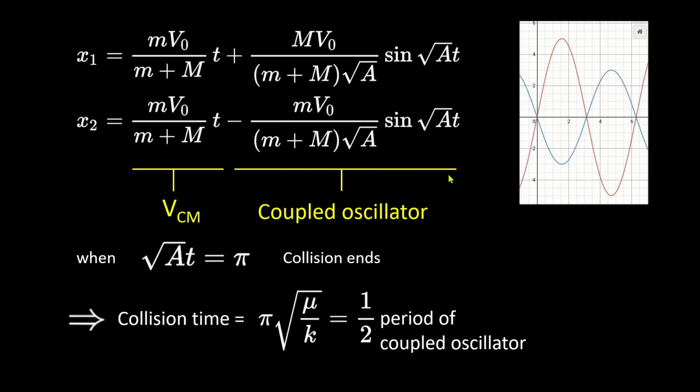Notice that if m is stuck to the spring as soon as they touch, then the equations of motion are just as shown. If not, then the two blocks will separate with different speeds after x1 equals x2. And the case we are talking about is the latter one. So the collision ends when the square root of a times t equals pi. Ta-da! We get the theoretical value, which is equal to half of the period of the coupled oscillator.